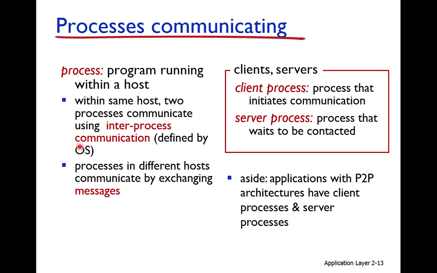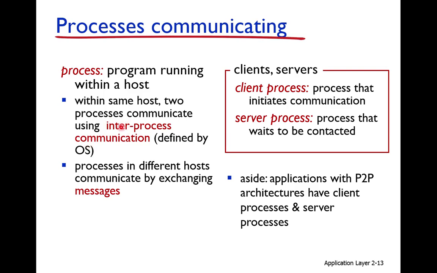Okay, so a process can talk with another process that is running on the same host. A process can communicate with another process that is running within the same host. This is called inter-process communication. For example, two applications that are running on the same host are communicating with each other. This can be achieved through the operating system.